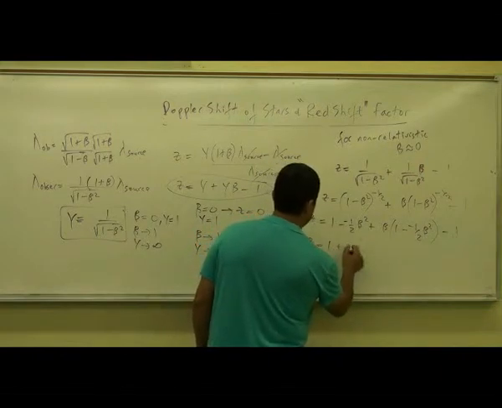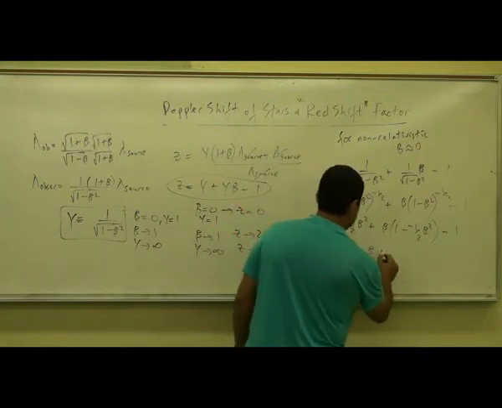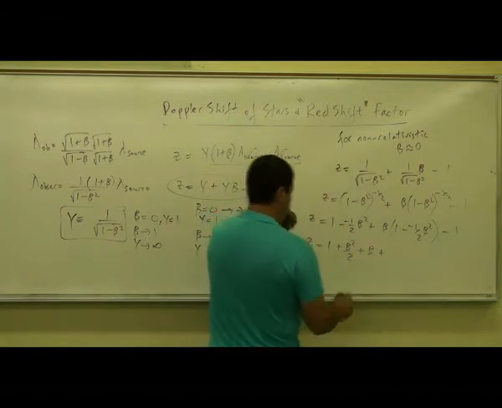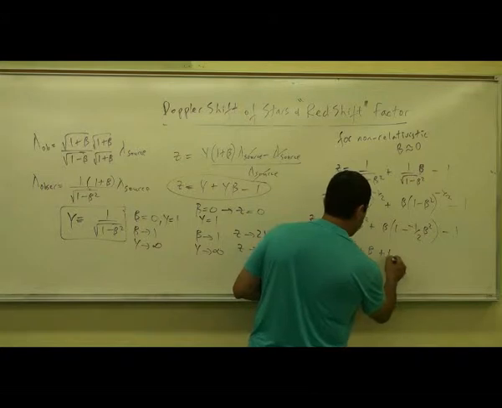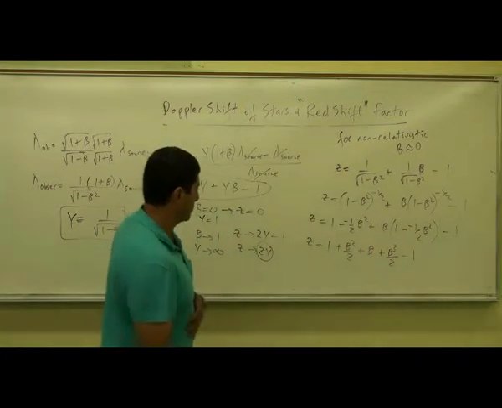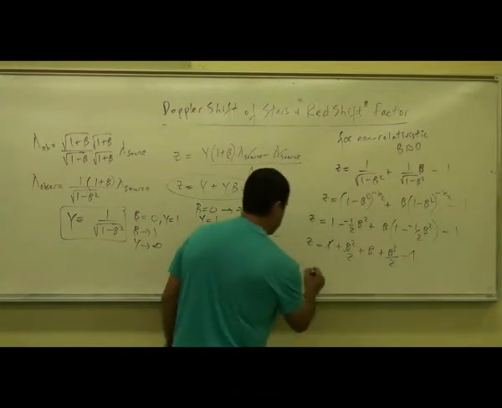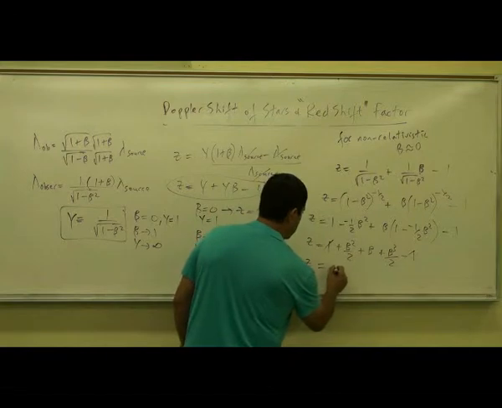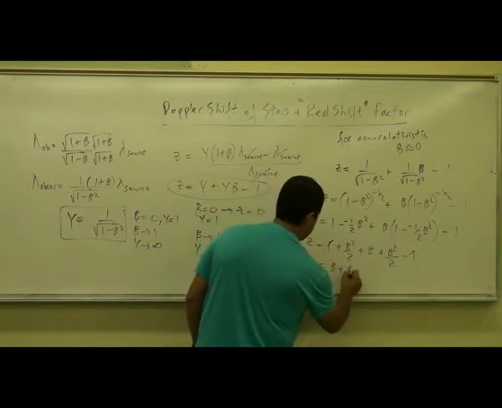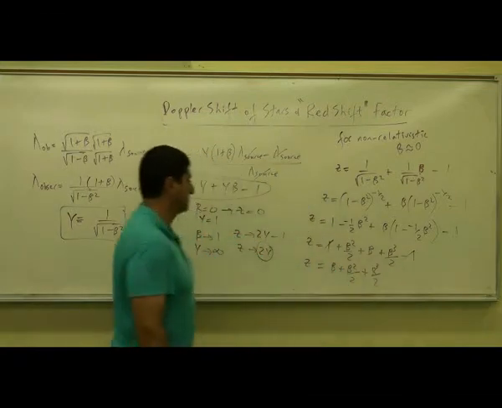1 plus beta squared over 2, plus beta, plus beta cubed over 2, minus 1, right? And so therefore you're going to have 1 cancels 1, and z is going to equal beta plus beta squared over 2 plus beta cubed over 2, right?